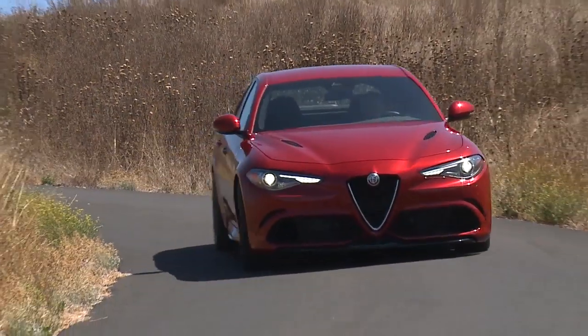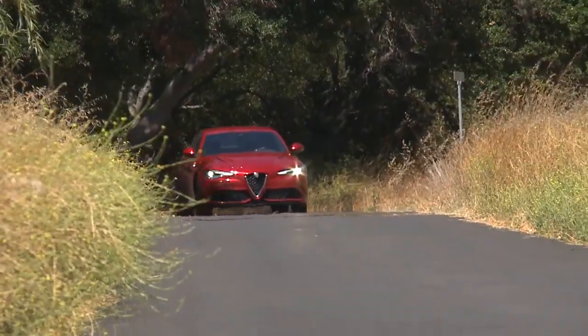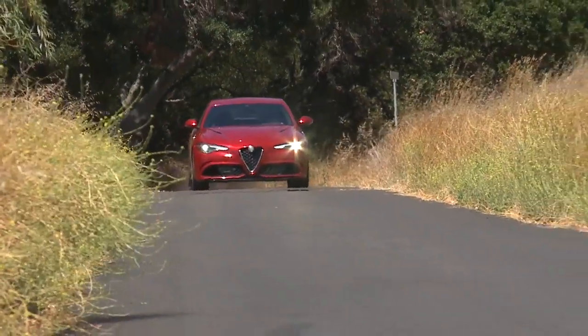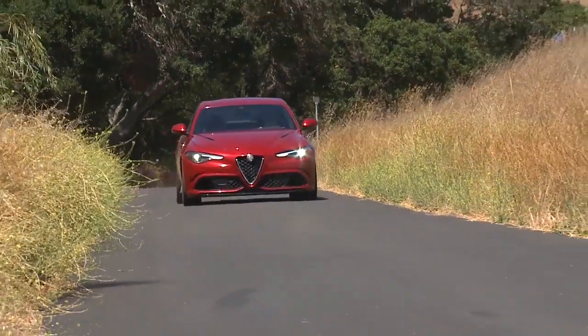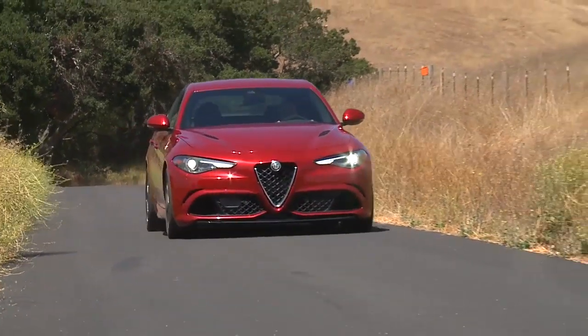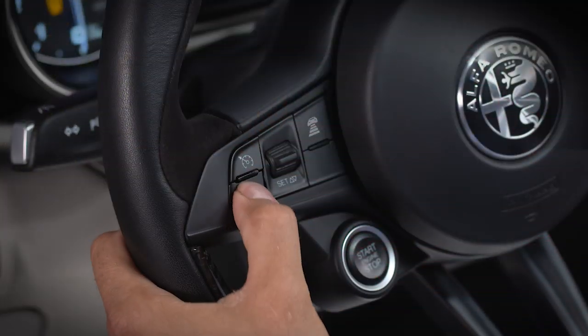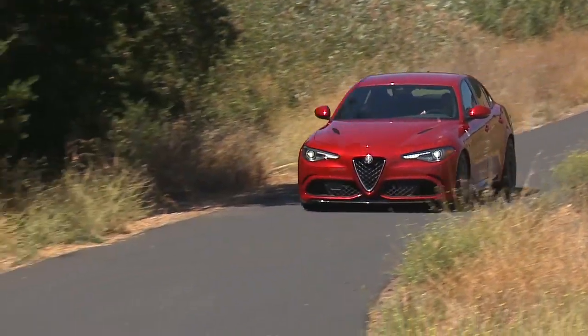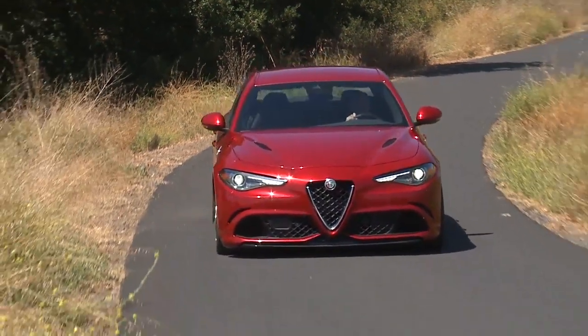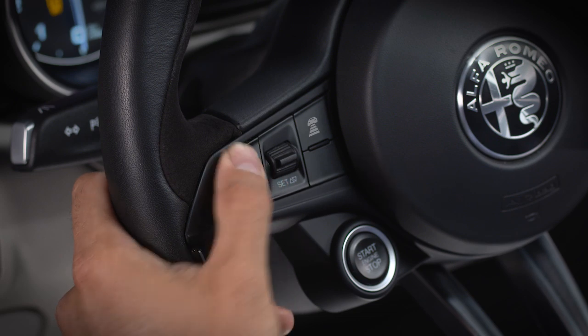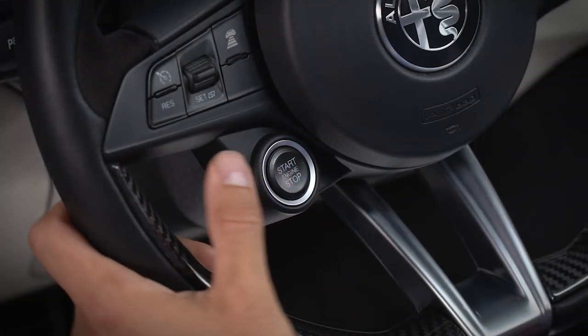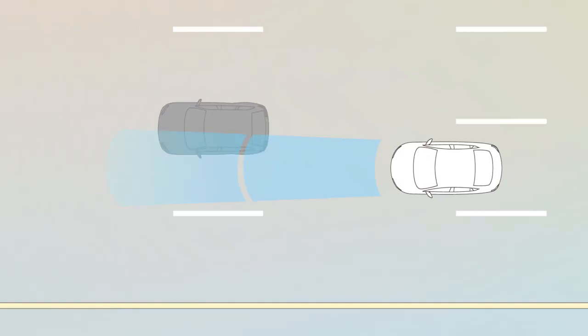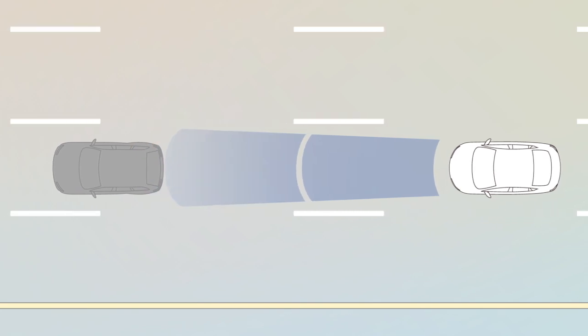To disengage the speed control, simply tap the brake pedal. This will not erase your set speed memory. To resume set speed, accelerate to a speed close to the set speed, then push and release the res or resume button. If you do want to erase the set speed memory, push the on-off button or turn the engine off. Now let's look at the adaptive part of Adaptive Cruise Control.